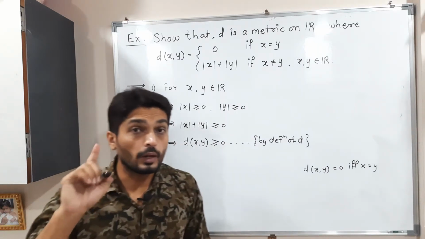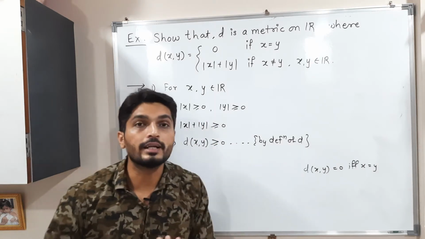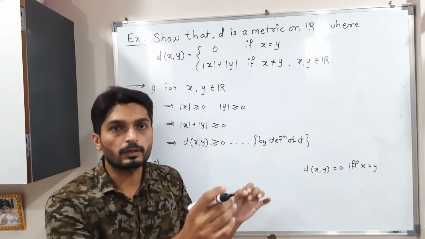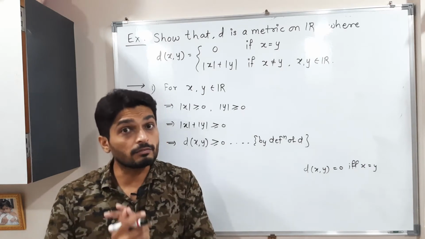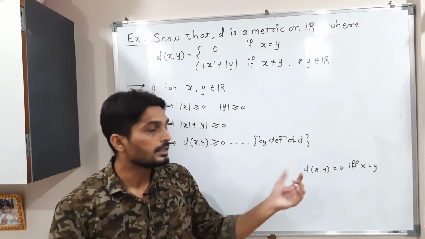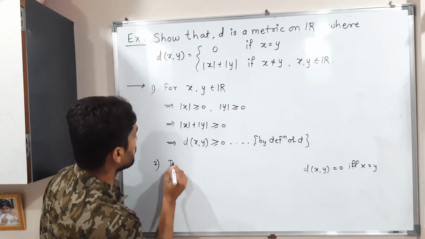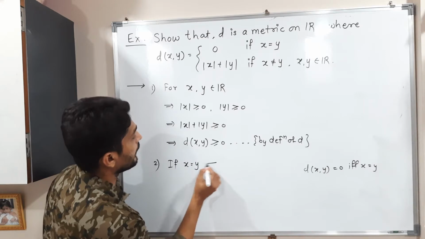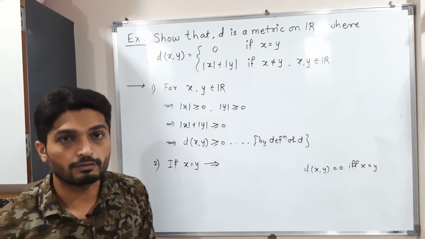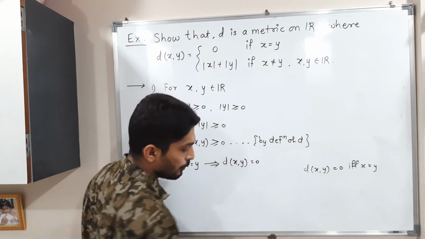See, keep in mind one thing. When our given D has two distinct definitions, then we cannot do it directly. If it has only one definition, then directly we can solve it with if and only if and get the answer. But if the given D has two distinct definitions, then we have another method to prove the second property. I will show you. First, I will consider x is equal to y. See, if x is equal to y, the definition says the value of D of xy is 0. So if x is equal to y, we get D of xy is equal to 0 by definition.